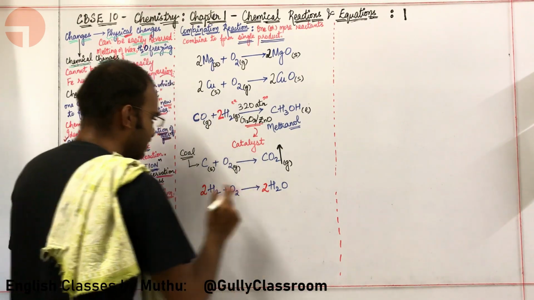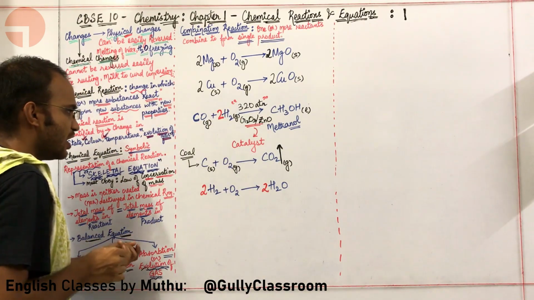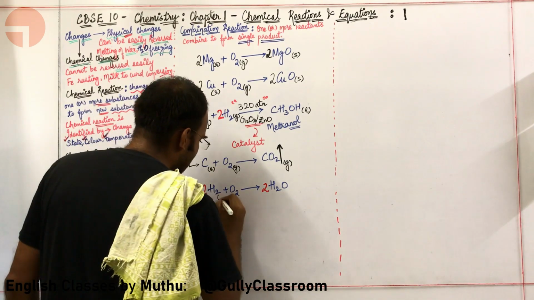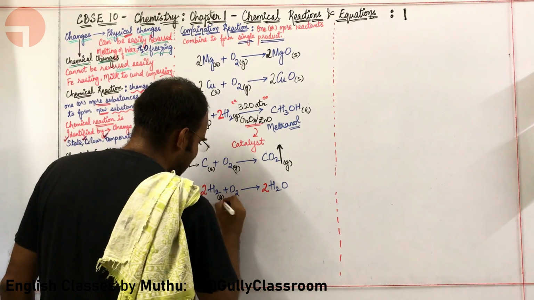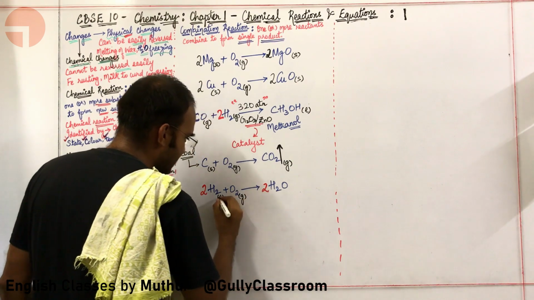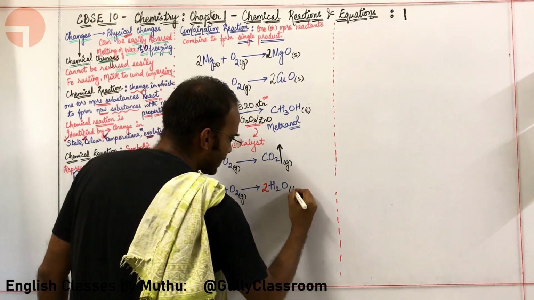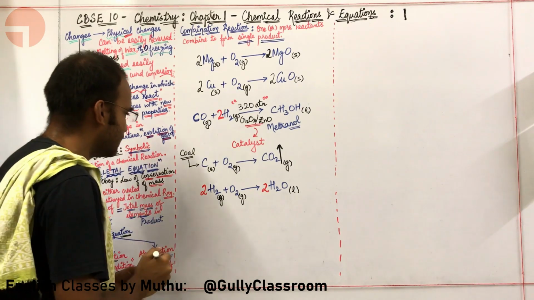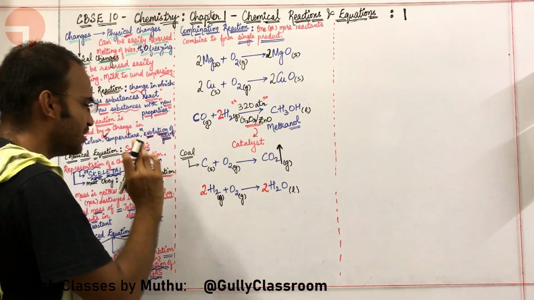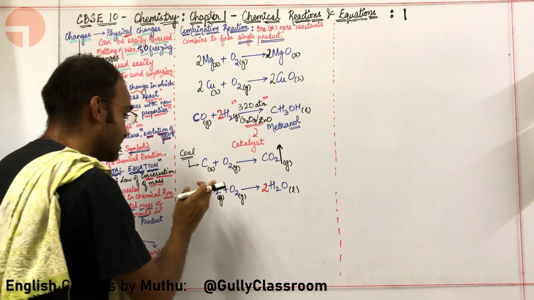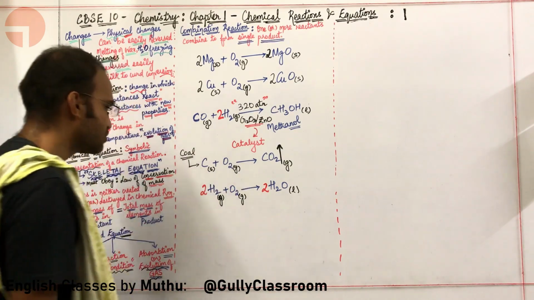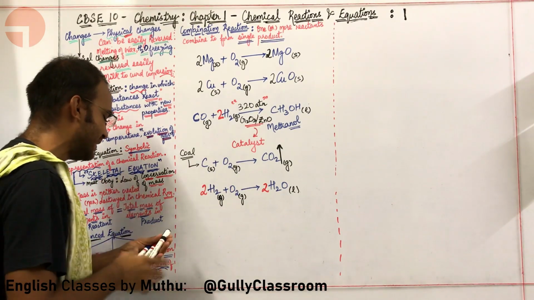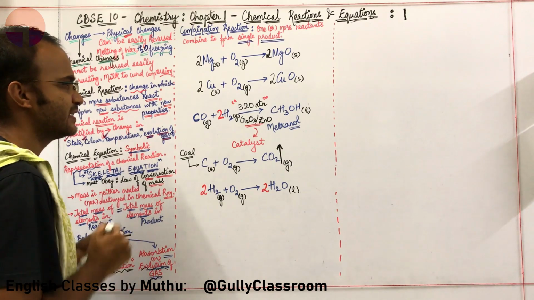This is basically formation of water. What are the physical states? Hydrogen is in gaseous state. Oxygen is in gaseous state. Water will be formed in liquid state. Okay, that is basically formation of water. What is the next reaction, sir?